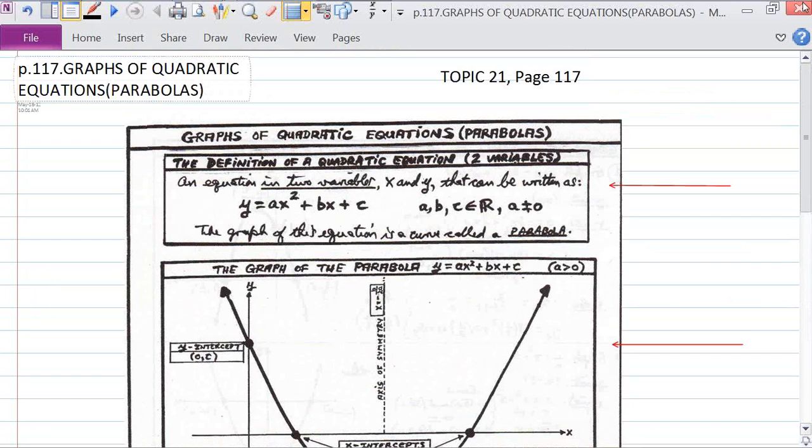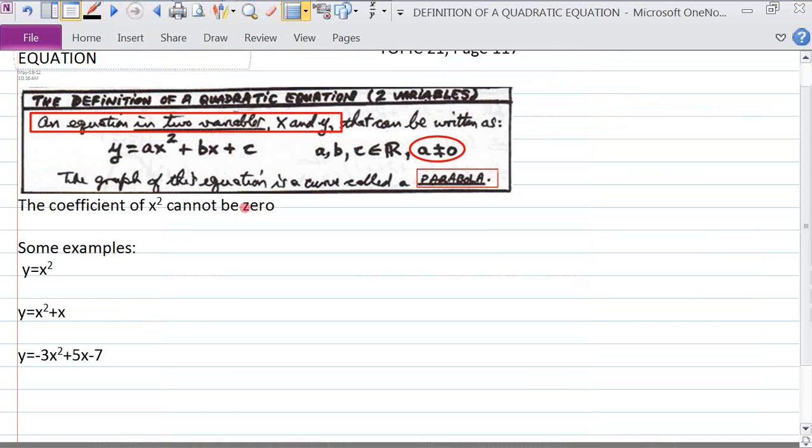So first of all, let's look at the definition. It's an equation in two variables, x and y. So here we have y equals ax squared plus bx plus c. That's a quadratic equation, two variables, x and y. Y equals, and here we have the x term, ax squared plus bx plus c.